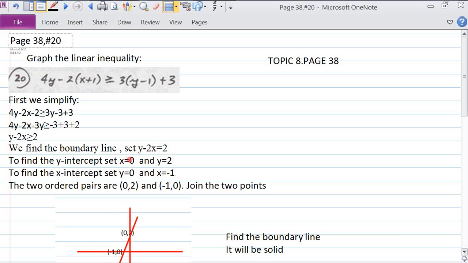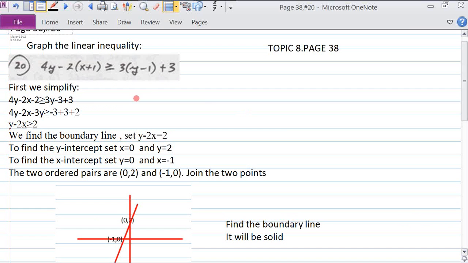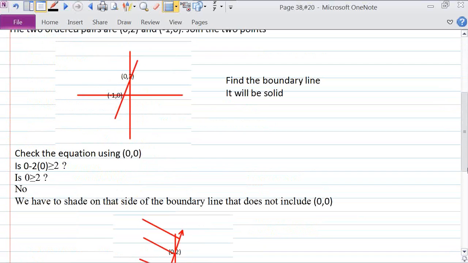So we now have the point 0, 2 right here. X is 0, y is 2. And then we have the point minus 1, 0, which is this. So we have the two ordered pairs. We connect those 2 points. And since it includes the equal sign in the original expression, the line will be solid.